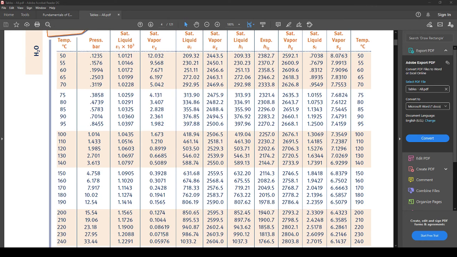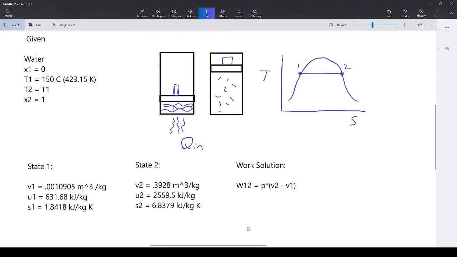Saturation pressure at 153 feet, 4.758. Yes, we are at the saturation pressure because we are still under the saturation curve. We just went from quality of 0 to 1. So we are at 4.758 bar. All right? So 4.758. Let's go ahead and bring this up. So I'm going to go ahead and write this.